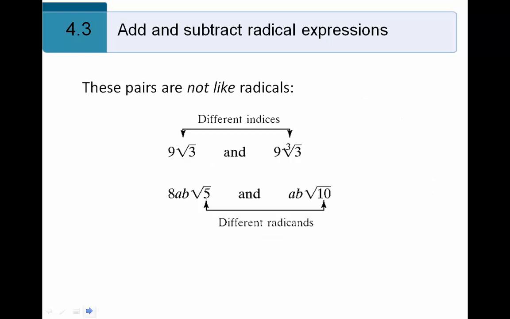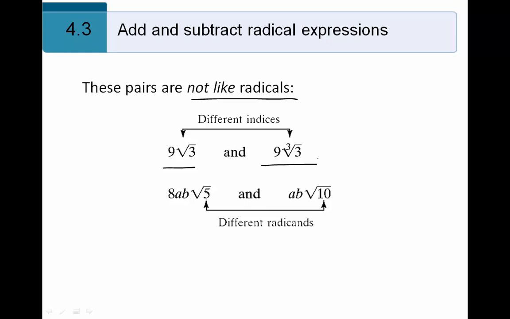And now some examples of pairs that are not like radicals. 9 square roots of 3 and 9 cube roots of 3. Notice these have different indices. This first one has an index of 2. This has an index of 3. You would not be able to add those together.